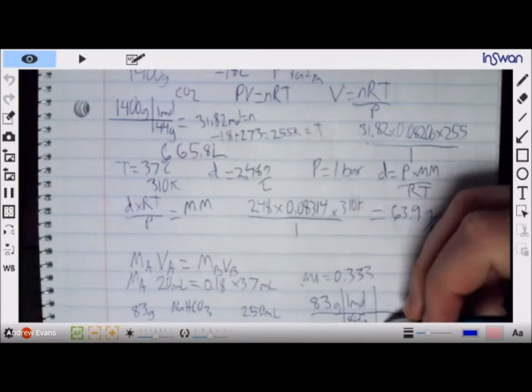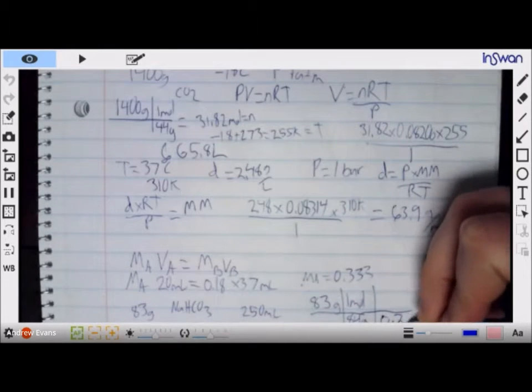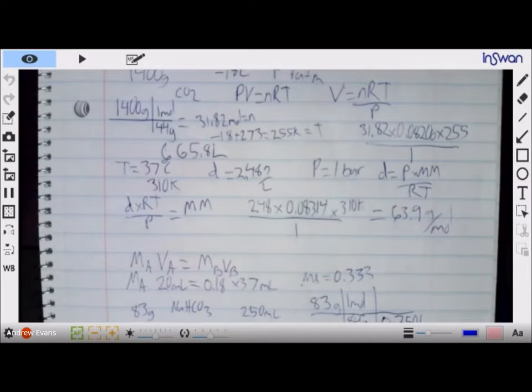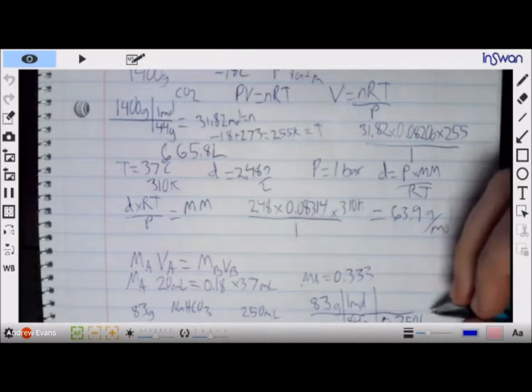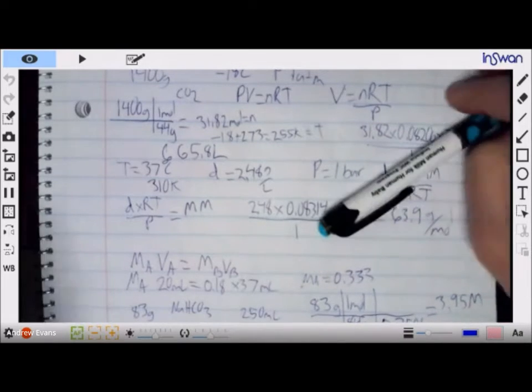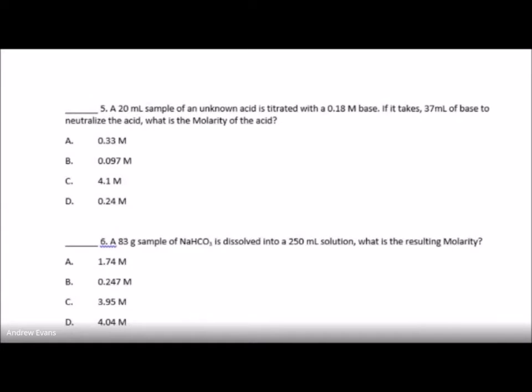Then we have to divide by liters. So we have 0.250 liters, a quarter of a liter. You do that and you would have 3.595 molar, or answer C.